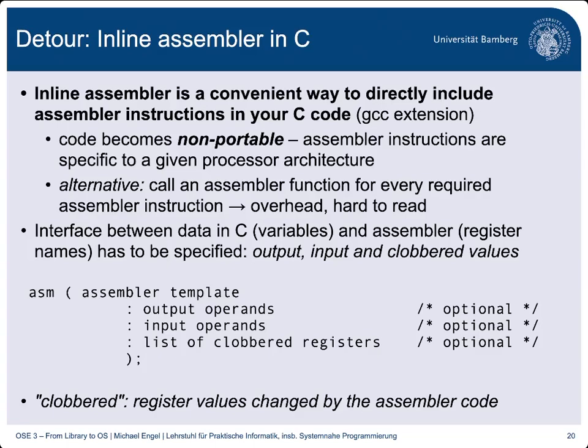So what happens is if this instruction would change additional registers except for the output and input operands, then we need to give them in a list because the compiler doesn't know about these, and then the compiler tries to avoid using these registers or store them again before calling the inline assembler code.